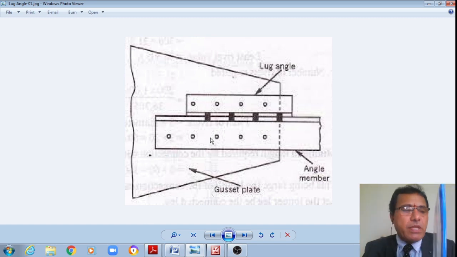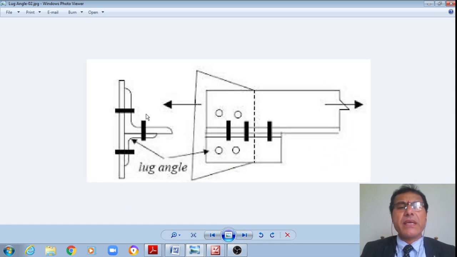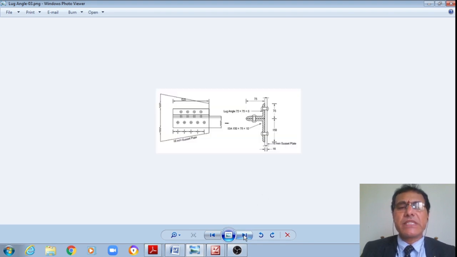Now let us see a numeric problem, then you will understand. This is how that lug angle will be connected to the main angle. Here is another schematic, where this is the main angle to which a lug angle is connected. Therefore we can see that both are connected, the main angle leg to the top of the gusset plate, as well as the lug angle connected leg to the top of the gusset plate, and the outstanding legs of the main angle as well as the lug angle are also connected by means of bolts. These designs we will see, students.